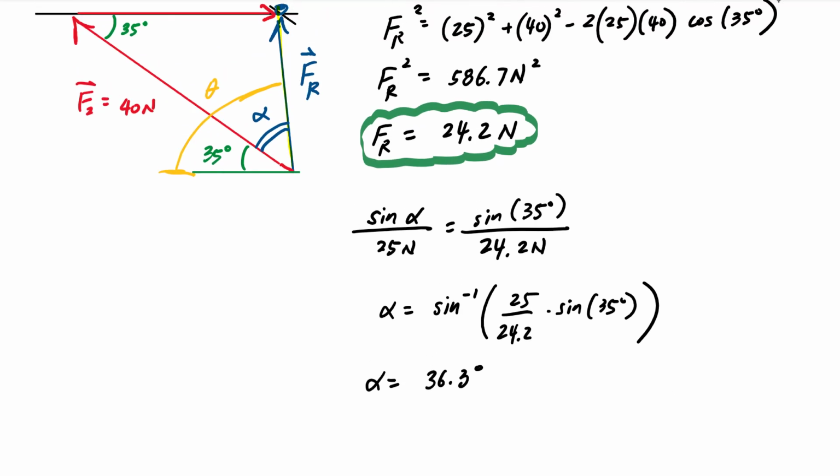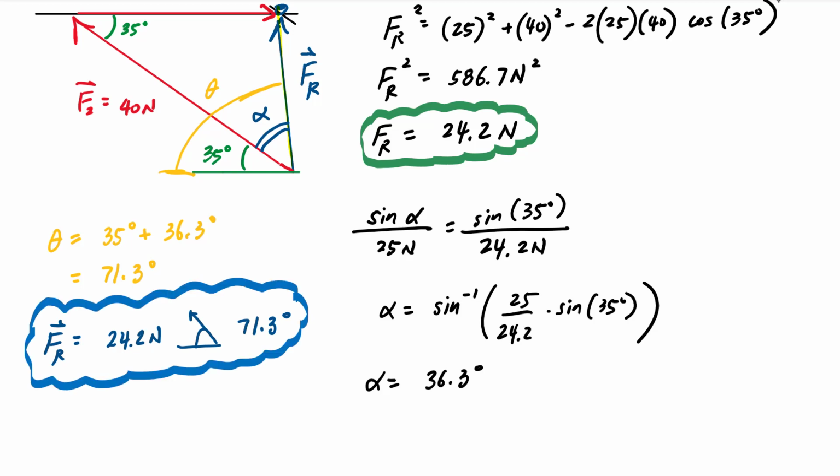And looking at this here, that will tell me that theta, that total angle from the horizontal, is 35 plus 36.3 degrees, which is 71.3 degrees. And that tells me that FR has a magnitude of 24.2 newtons, and from the horizontal, this is 71.3 degrees. All right, so in the next part of using the parallelogram law, let's look at finding the force components given a force vector.